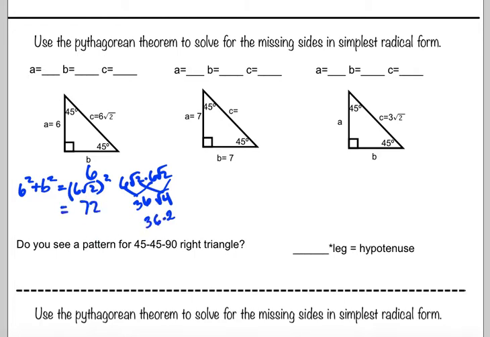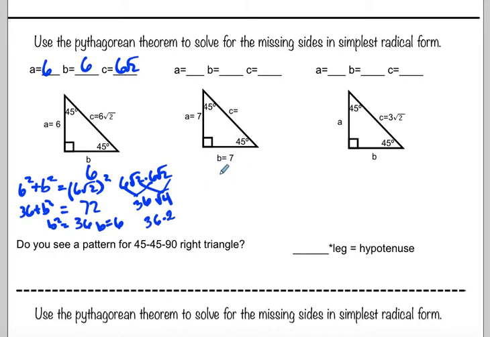And so on the left side, we'll have 36 plus b squared equals 72. Subtracting 36 to get the b squared alone, you get 36, and then when you square root, you get 6. So b is 6. That way we can work it with Pythagorean theorem to get there. So we have a as 6, b as 6, and c as 6 root 2.